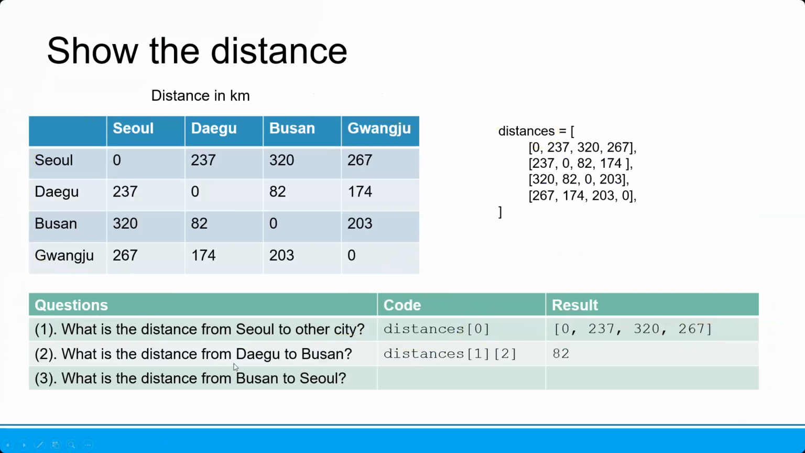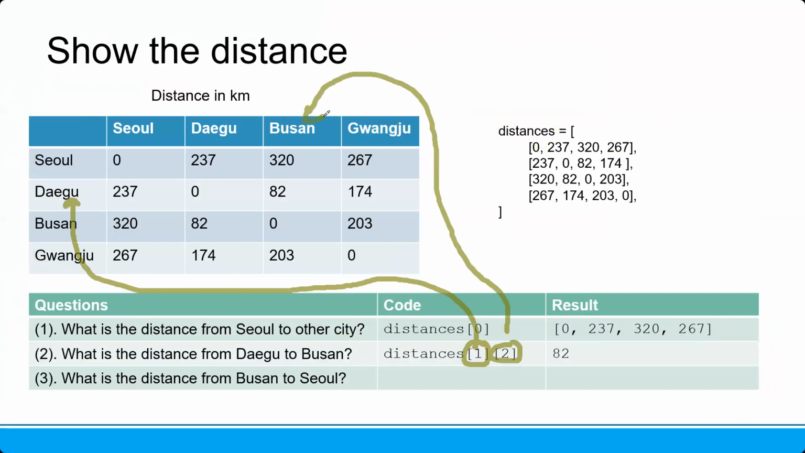What is the distance from Daegu to Busan? We can use distance is row index 1. This is representing Daegu, and then column index 2. This is representing Busan. Then the result will be 82.